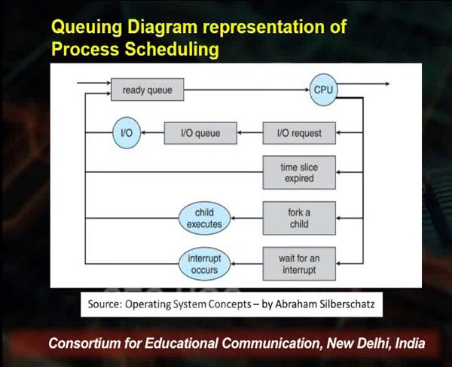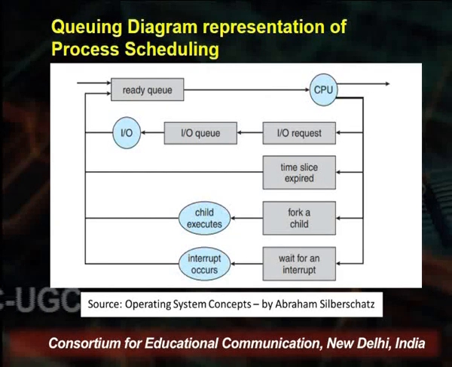Coming to the third loop, after having some amount of CPU cycles, it is going to fork a child. It is going to generate a child process, and then that child process is going to be executed. After that, the ready queue will be joined.